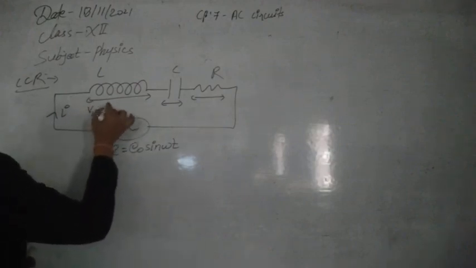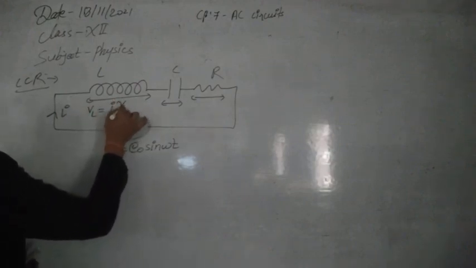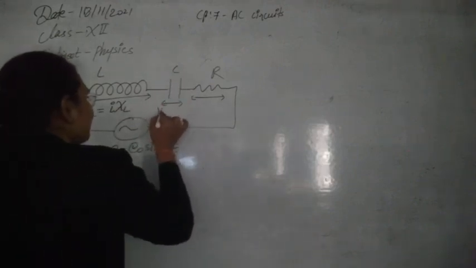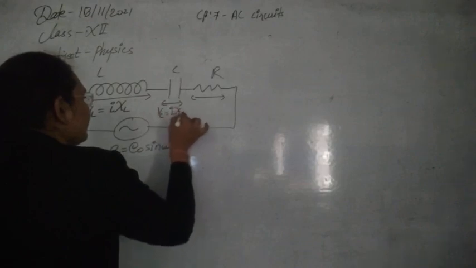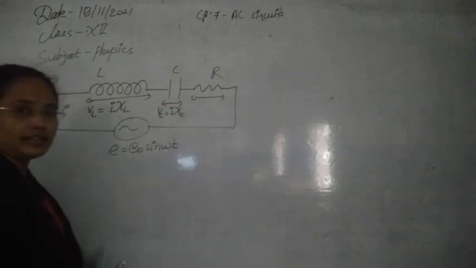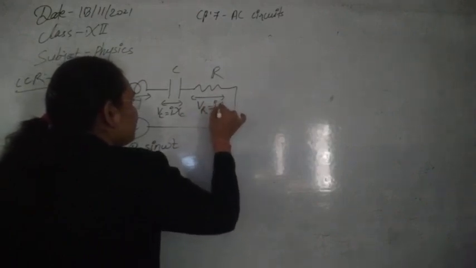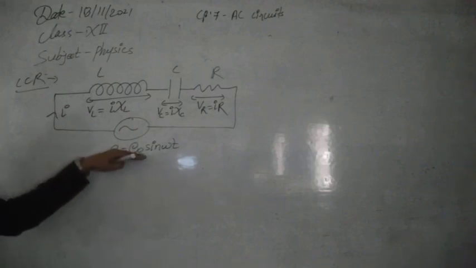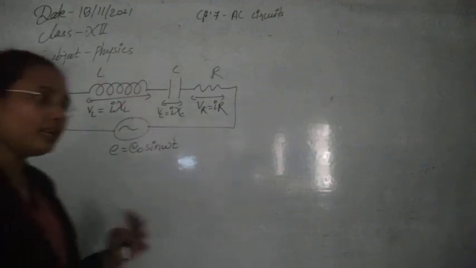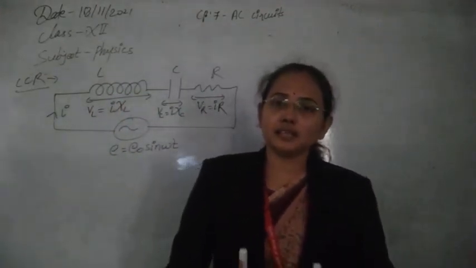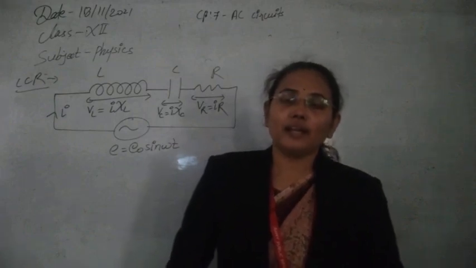The potential drop across the inductor, VL, has value I into the reactance of the inductor, chi L. Similarly, the potential drop across the capacitor is I into the reactance of the capacitor, chi C, and VR is equal to I into R. In equilibrium condition, the potential applied should be utilized in the circuit. So how can we find the resultant? We will use the same method here to find it.